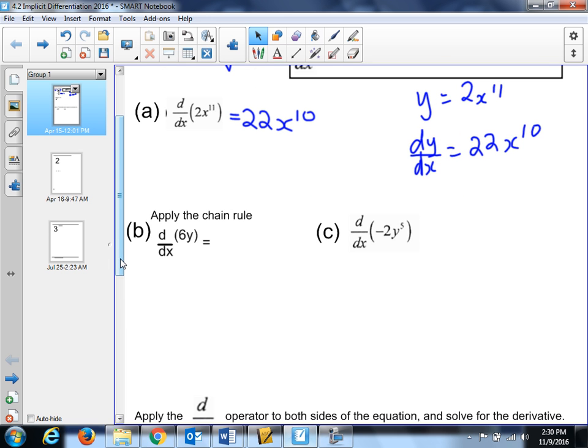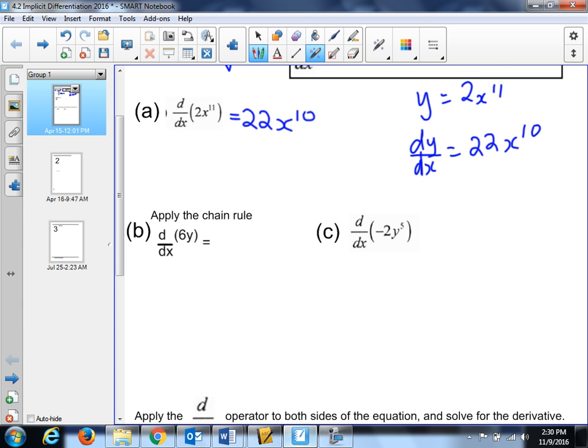Now, chain rule a bit. Apply the chain rule to this expression here. What do you notice, though, about this? Here, the variable doesn't match: the derivative is with respect to the variable x, but we have 6y, and I'm doing d by dx here. What are we going to do? Well, think of it this way.